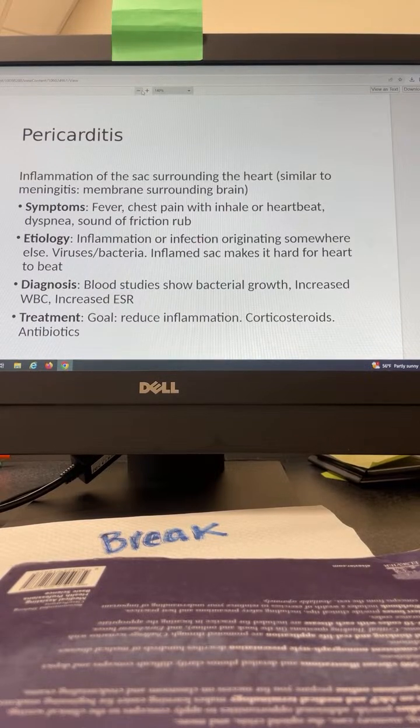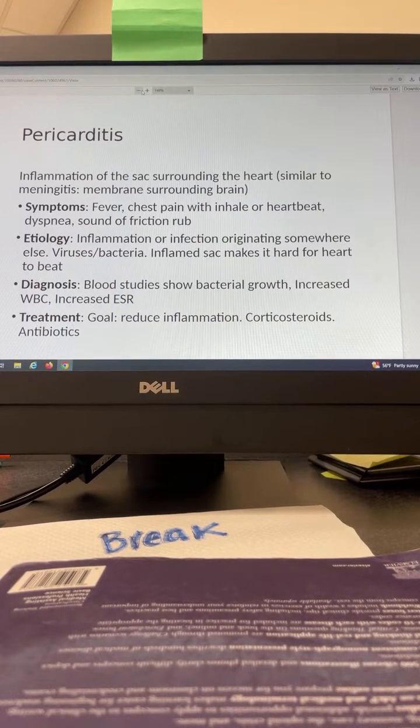And then increased ESR. What does ESR tell us? This is from chapter 3. ESR and CRP, remember those? What do those tell us? Inflammation, right? These don't tell us where the inflammation is per se, but they tell you that there is inflammation somewhere, okay? So it's a useful tool to figure out what's maybe going on.